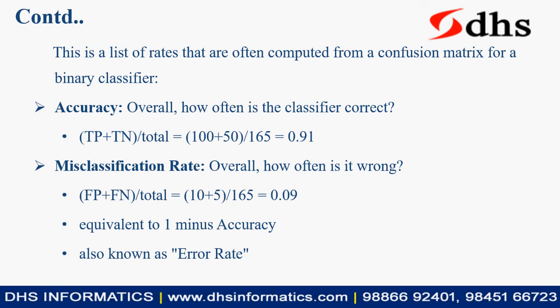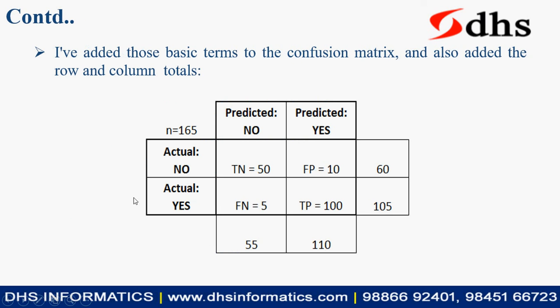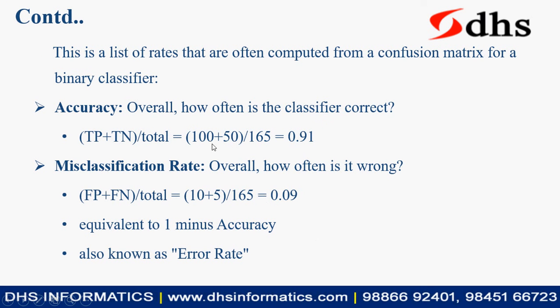Along with the confusion matrix, usually you will get one more thing, the classification report. In the classification report, they will give precision, recall, F1 score. These three things will come. Precision is nothing but an accuracy. How do we calculate the accuracy? True positive plus true negative divided by total. In this table, true positive is 50 and true negative is 100, so 150. Total values are 165. So we have 150 divided by 165, that means 0.91. That is 91% accuracy.